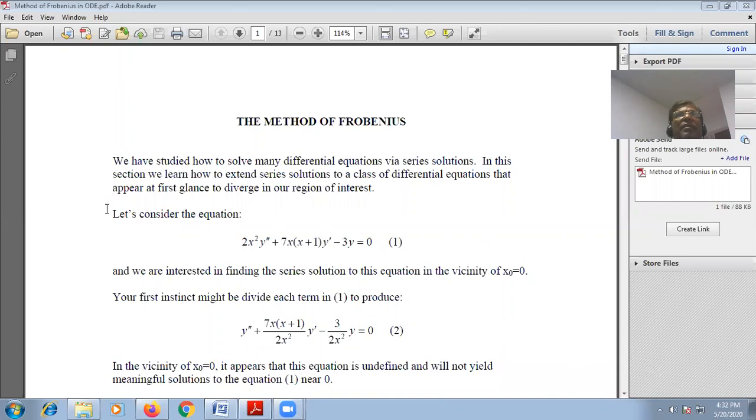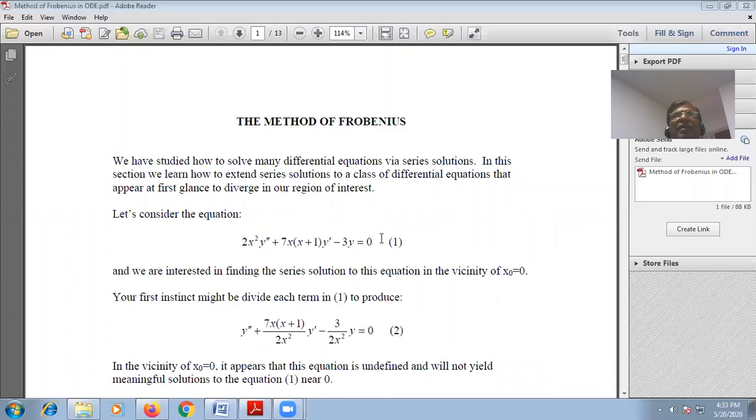and we have studied how to solve many differential equations by a series solution. In this section, we learn how to extend series solution to a class of differential equation. In the previous lecture, we learned how to solve differential equations through series solution. Now, the series solution is leading to a class of differential equation that appear first at a glance to diverge in our region of interest. So let us consider the differential equation.